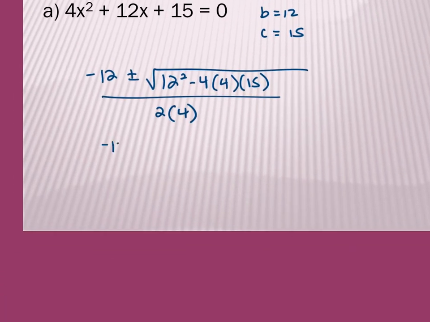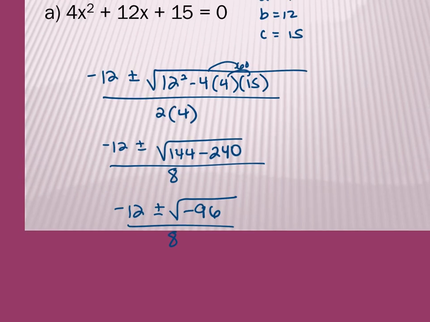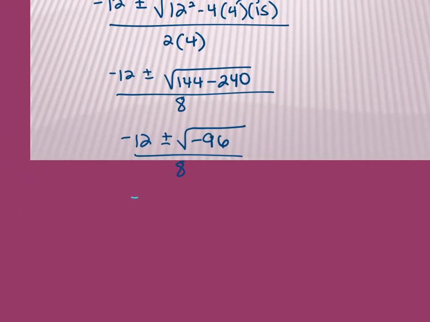So I get negative 12 plus and minus the square root of 144 minus 60 times 4, which is 240, over 8. Negative 12 plus and minus the square root of negative 96 over 8. And there's that negative, so the negative comes outside the root as an i.